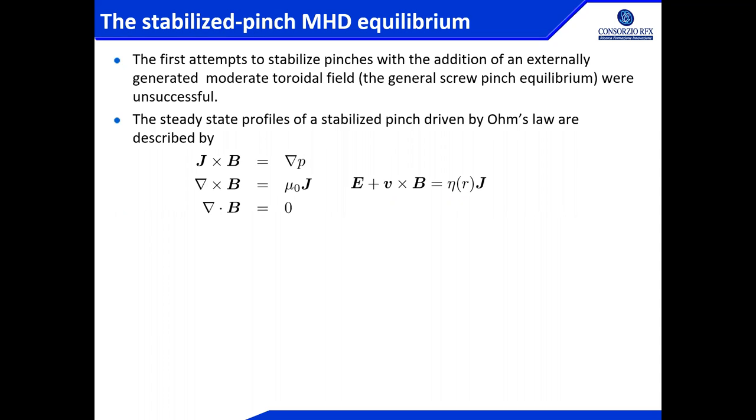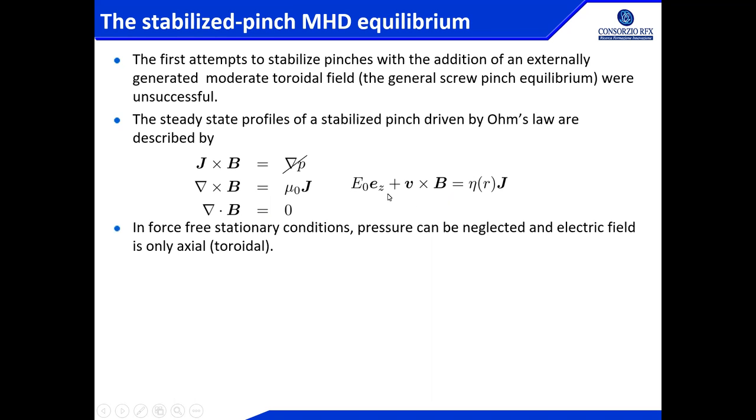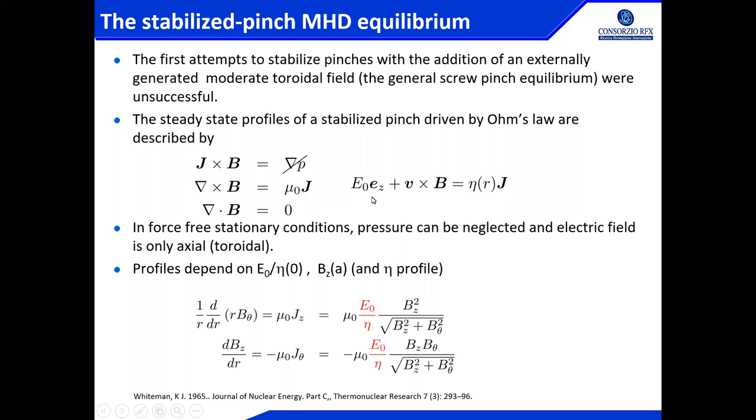by analyzing what you can do with Ohm's law, you can write down the equilibrium of a pinch, which is driven by the simplest Ohm's law, with the transport coefficients having been developed in the 40s and 50s, so they were already available. And now, in order to build a simple analytical solution, which you can do yourself, you can ignore the pressure. So you are in force-free conditions. The pressure can be neglected. The electric field is only axial, so we are looking at the steady-state solution. And this is something that you can find in the new textbook on MHD stability. But your equilibrium depends only on one parameter.